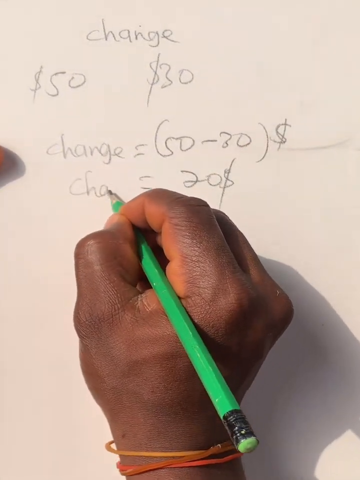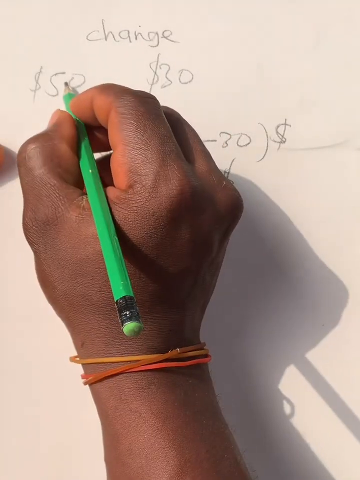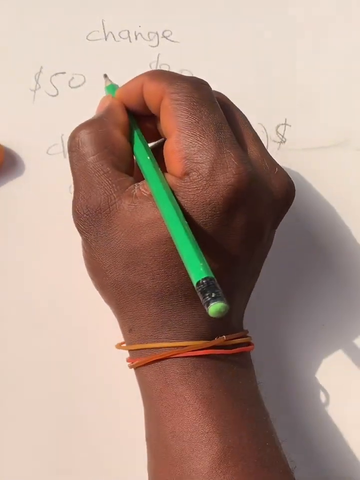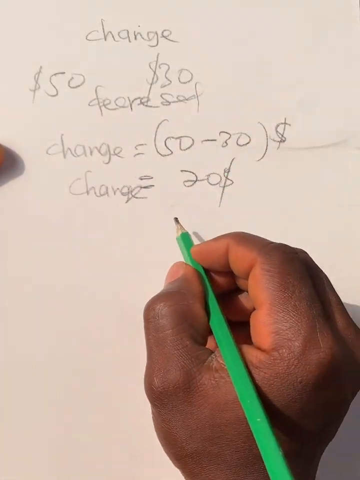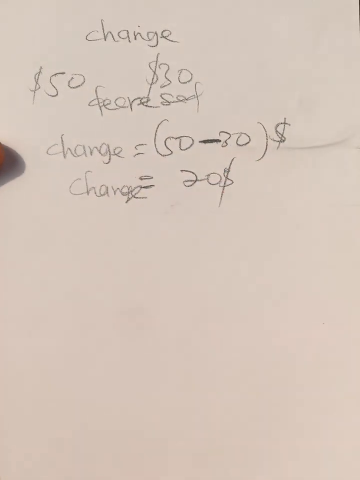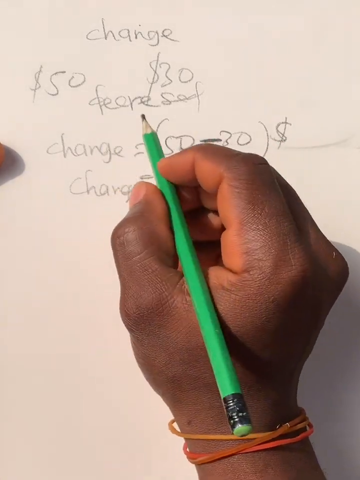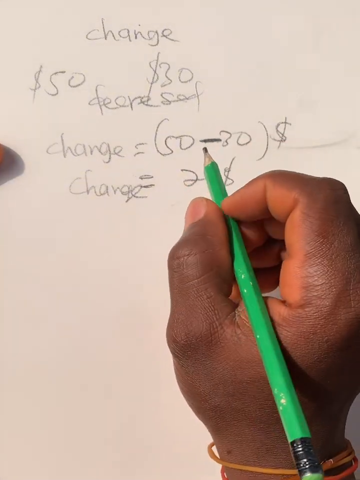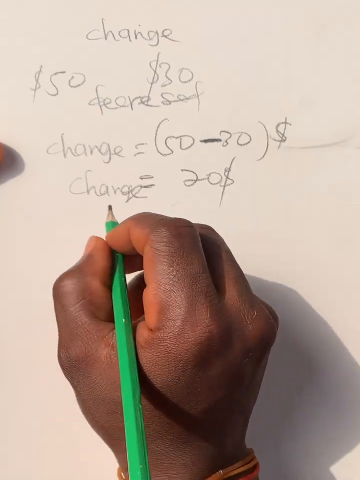So we want the change here. The $50 decreased to $30. Since it decreased, we bring what? Negative. But when it increased, we will bring what? Plus. But at this point, we want just the change.